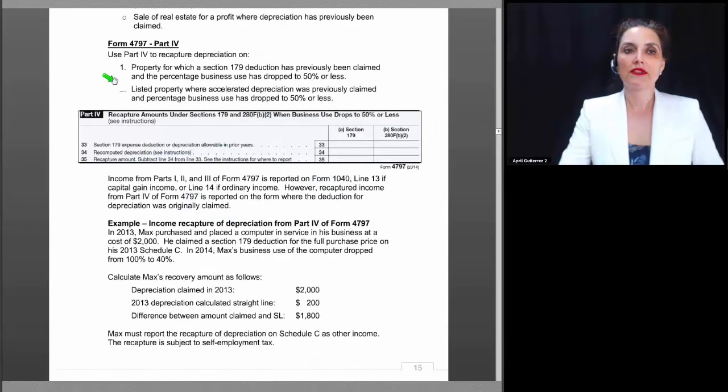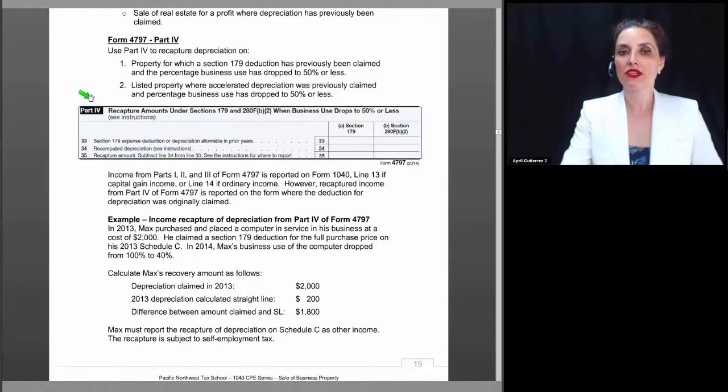Form 4797, Part 4. There's actually a fourth part. It's way at the bottom of page 2. It's just a tiny little section. And you use Part 4 to recapture depreciation on property for which a Section 179 deduction has previously been claimed and the percentage business use has dropped to 50% or less. Listed property where accelerated depreciation was previously claimed and business use percentage has dropped to 50% or less.